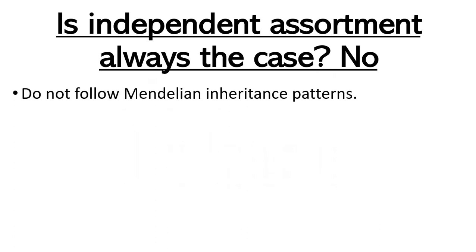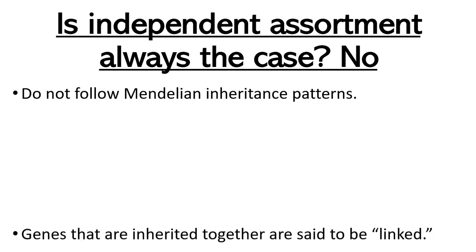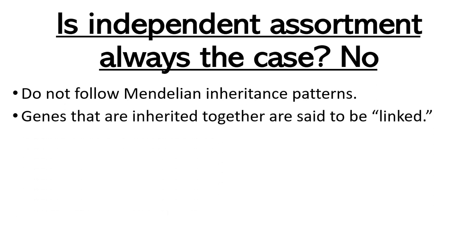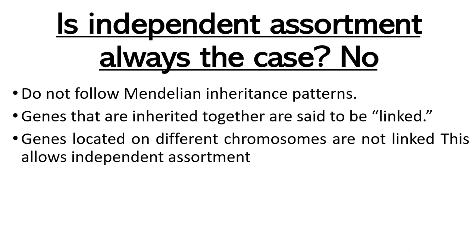But if two genes are found on the same chromosome, they will not assort independently and do not follow the Mendelian inheritance pattern. Genes that are inherited together are said to be linked. Genes located on different chromosomes are not linked. This allows independent assortment, and such traits show the classic 9:3:3:1 inheritance pattern. Genes that are located very close together on the same chromosome may show complete linkage. On the other hand, genes located far apart on the same chromosome typically show incomplete linkage.